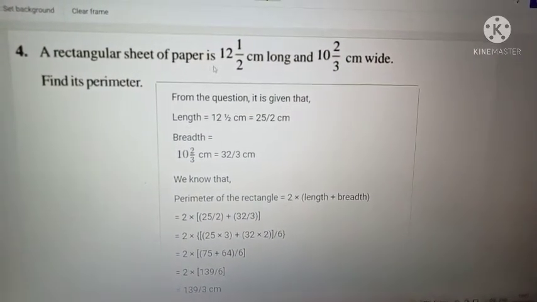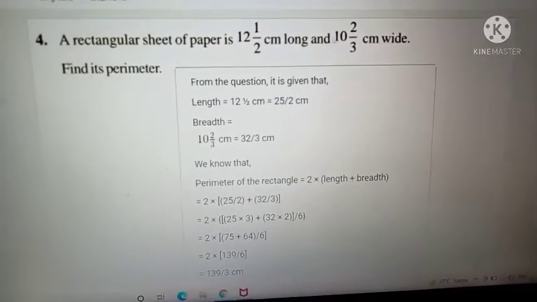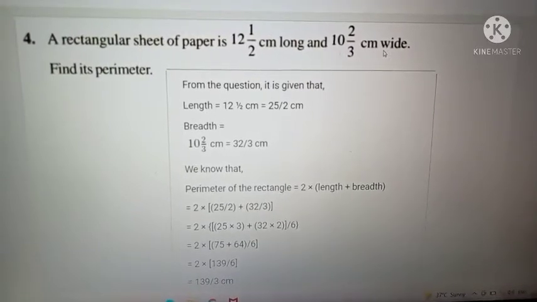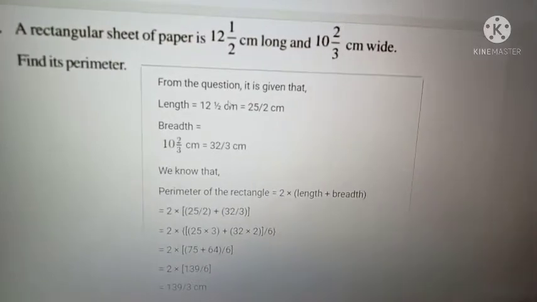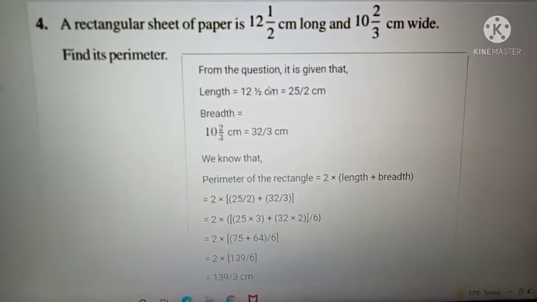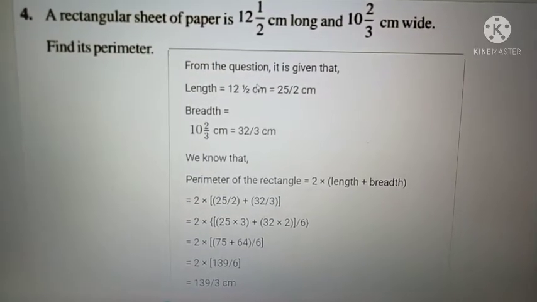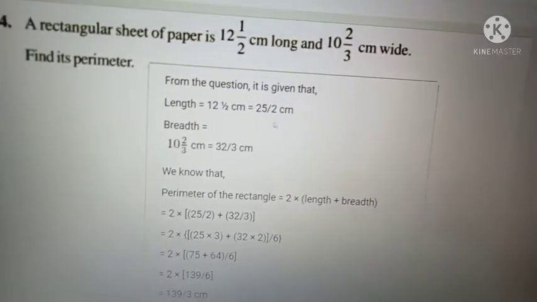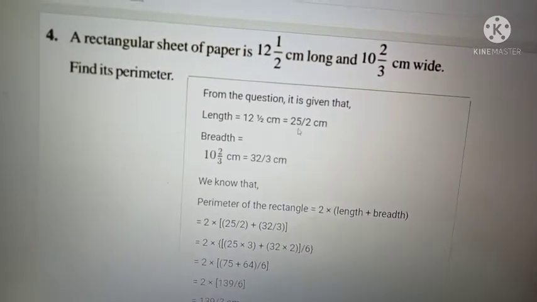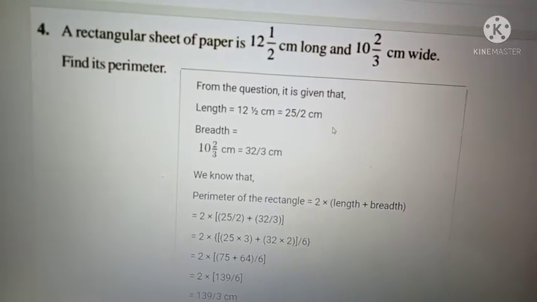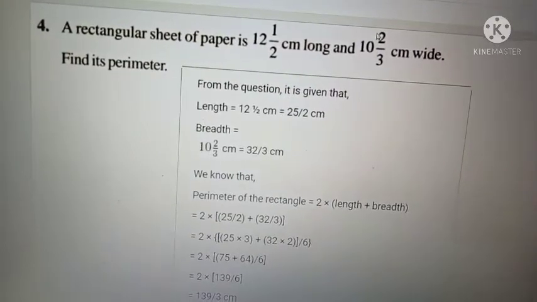A rectangular sheet of paper is 12 and 1 by 2 centimeter long and 10 and 2 by 3 centimeter wide. Find its perimeter. From the question, the length is 12 and 1 by 2 centimeter. It is a mixed fraction, so I am going to make it into an improper fraction. 12 into 2, 24. 24 plus 1, 25. 25 by 2 centimeter. Now what is the breadth? That is the width, 10 and 2 by 3 centimeter.